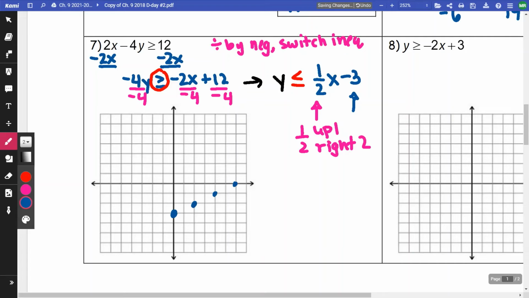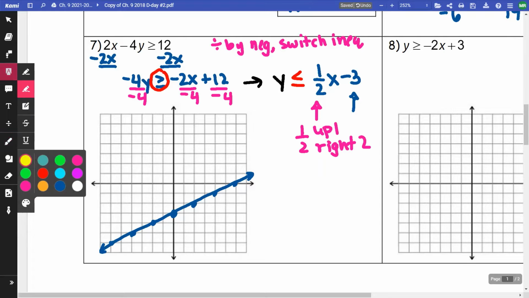And then I'm going to go backwards, down 1, left 2, down 1, left 2. I'm doing the opposite. This is going to be a solid line. And then I'm going to be shading less than, because this one is a less than or equal to. So I'm going to be shading less than. And so I'm going to be shading everything underneath here.